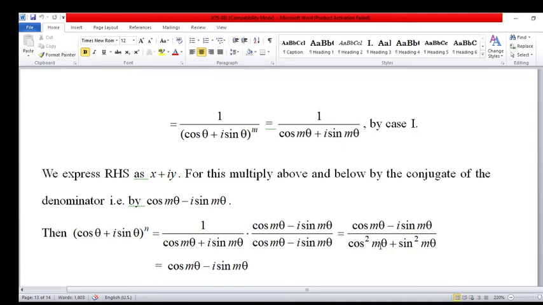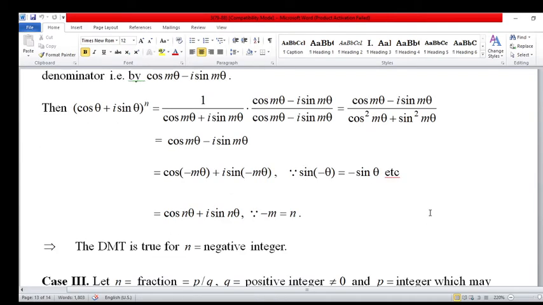So cos square m theta minus i into i square sin square theta, and i square means minus 1, so minus plus. In the denominator, cos square m theta plus sin square m theta is equal to 1. We obtain only cos m theta minus i sin m theta. We have cos m theta is equal to cos minus m theta. This is the conversion: cos minus m theta, and this minus sin minus m theta means minus plus, so this is i sin minus m theta. It means sin minus m theta is equal to minus sin m theta.